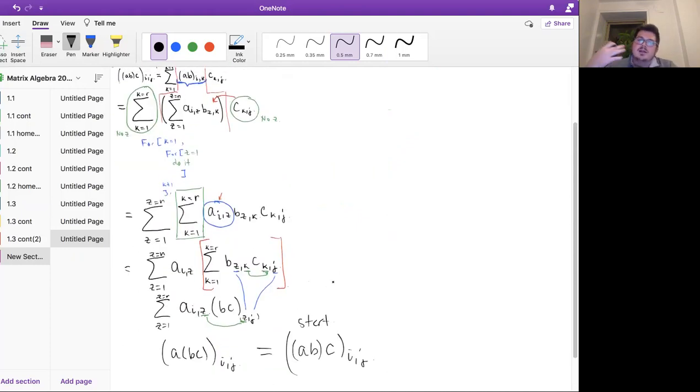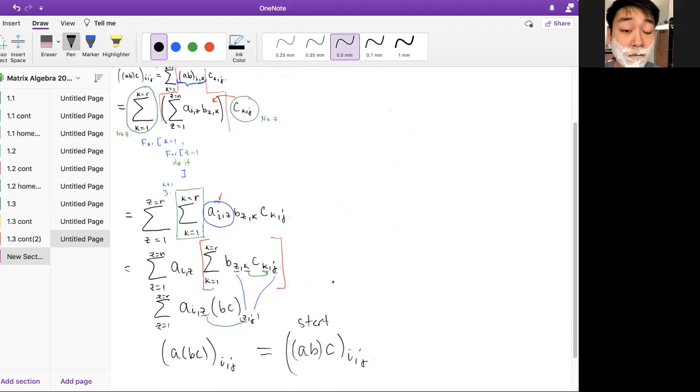So maybe a little hard to see the double sum going on. But essentially what we're doing is just a bunch of distribution and associativity and commutativity of sums.